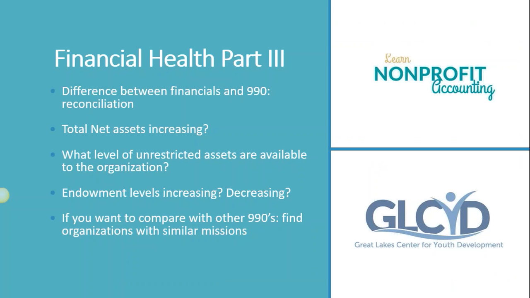So this is the financial health part 3. And in this part, I'm going to show you how the 990 reconciles to financial statements, and a place where you can look: are the net assets increasing or decreasing? Actually, we looked at one spot already. What level of unrestricted assets are available? And there's a place where you can actually list all the endowment details over the last 5 years. So we'll look briefly at that.